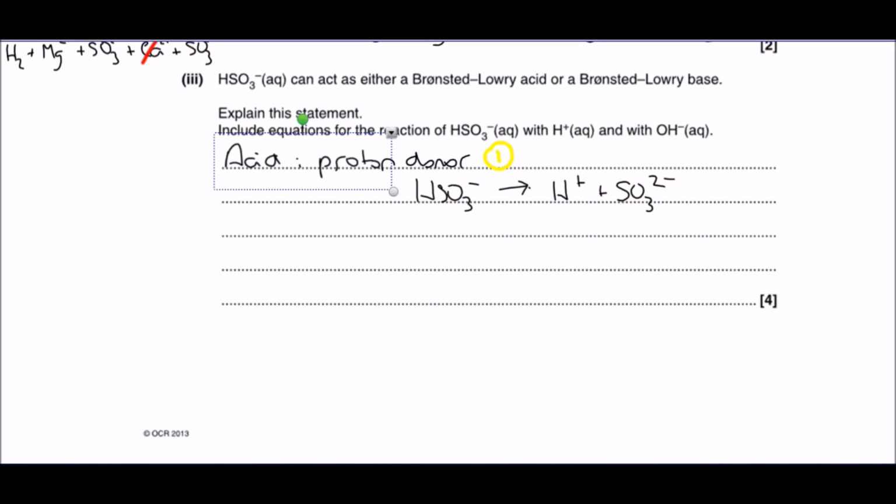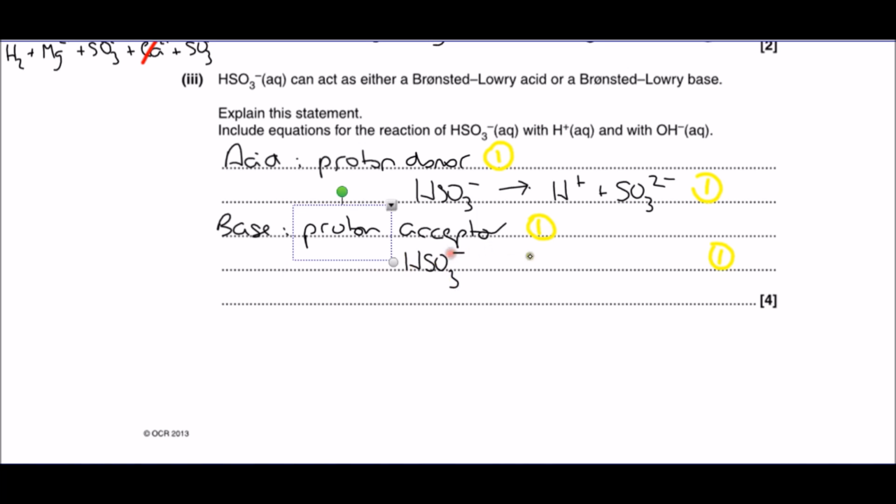So a lot of this is quite repetitive in this question. And a base is a proton acceptor. Okay, so we've got 1 for that definition, 1 for this equation, 1 for this definition, and then when we write this equation we're going to get that final mark. So we've got HSO3-. This time it's going to gain a proton, so it's going to become H2SO3, and that minus has gone away because it's gained an H+. So that's the 4 marks in part 3.